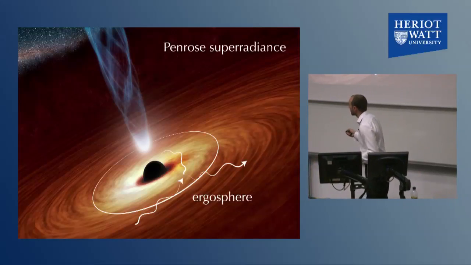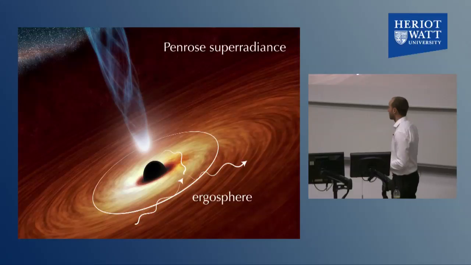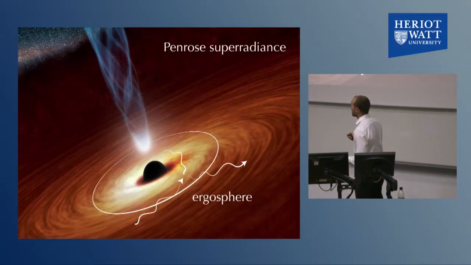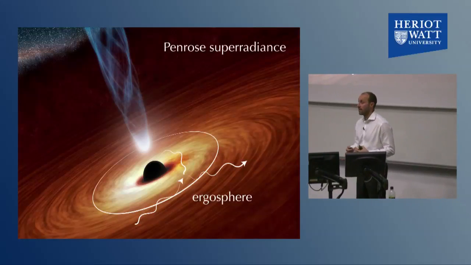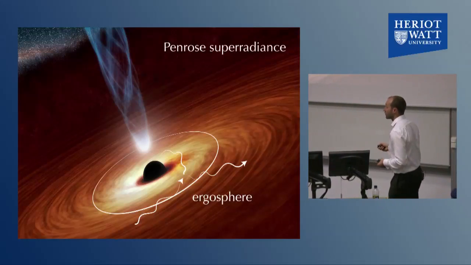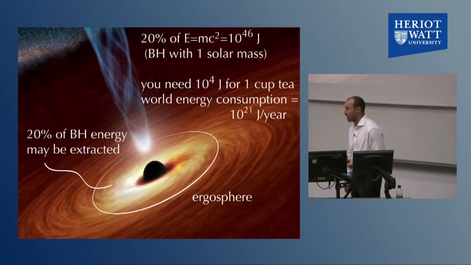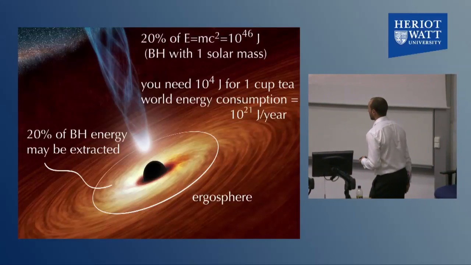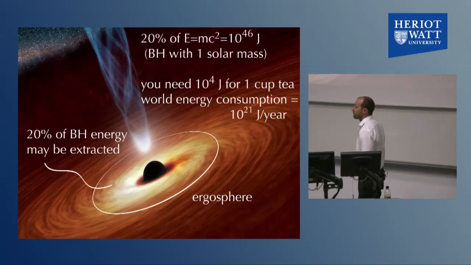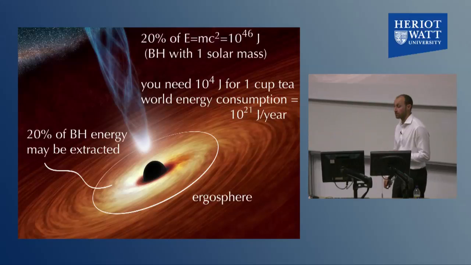But the interesting thing is that the energy of this part of stuff, whatever you throw in that's expelled, will have much higher energy than what you threw in. In other words, we have a mechanism called Penrose superradiance to extract energy out of a rotating black hole. And it turns out, from the calculations at least, that we should be able to extract at least 20% of the black hole energy through this mechanism.